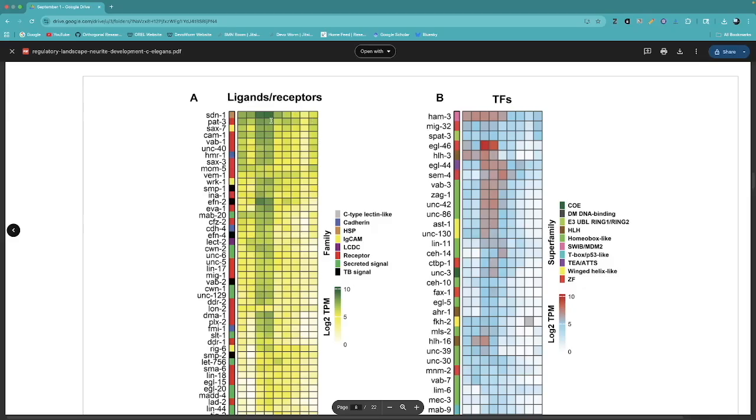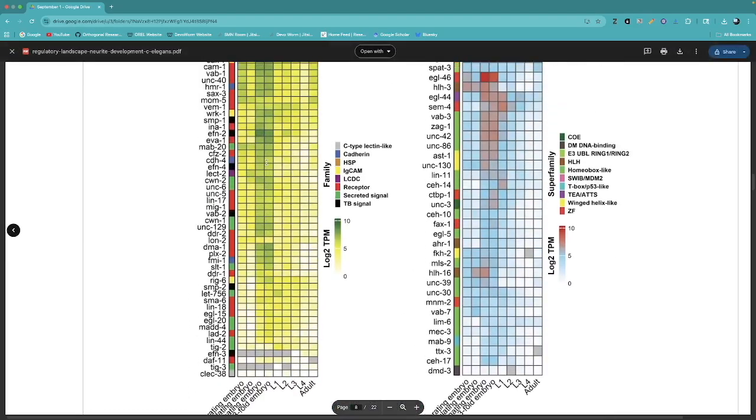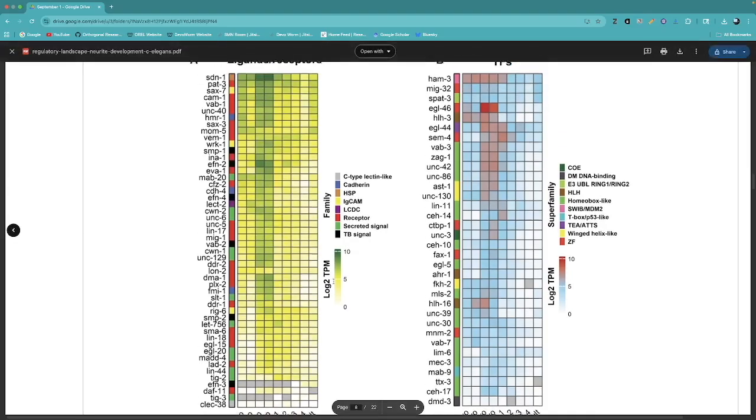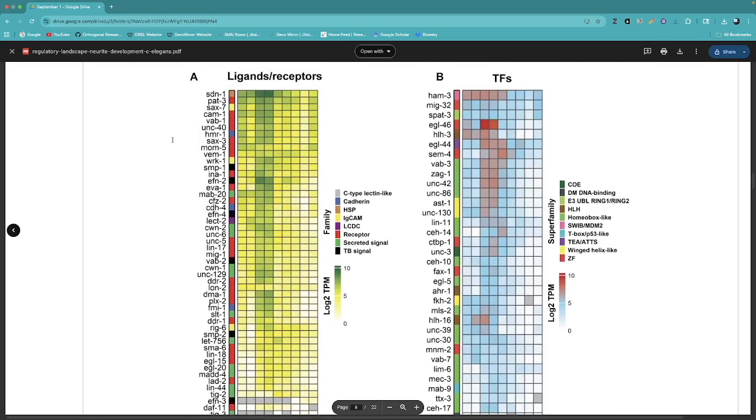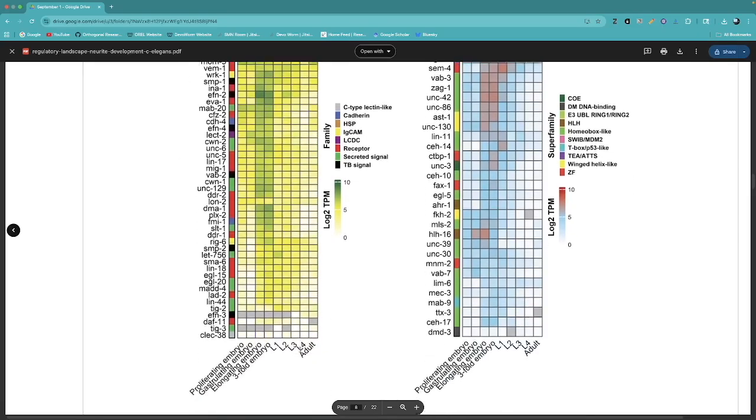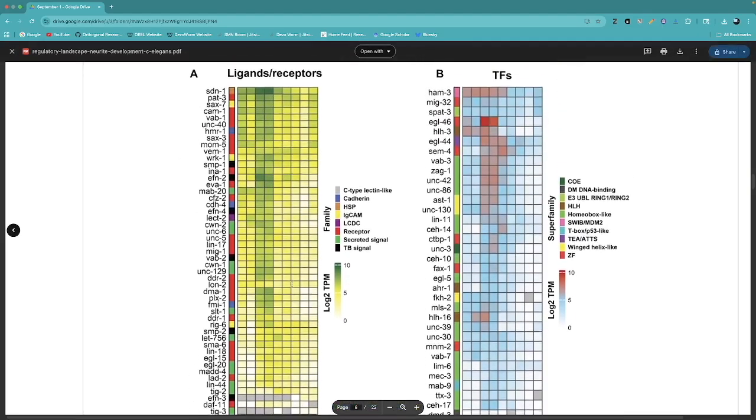So you have to go back and look at the function of those genes to understand that a little bit better. But I like this where you have this distinction between temporal upregulation and then gene-specific upregulation. And so you can see that pattern here.